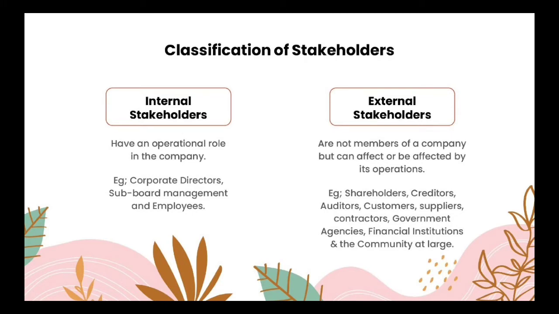There are two types of stakeholders, which are internal stakeholders and external stakeholders. Internal stakeholders are those who have an operational role in the company, for example, the corporate directors, sub-board management, and employees. Internal stakeholders' main interests in the company are usually the pay, performance-related bonuses, share options, career progressions, reputations, and working conditions.